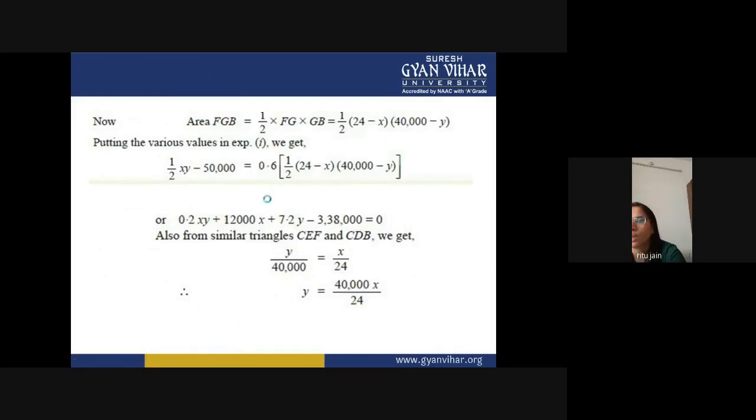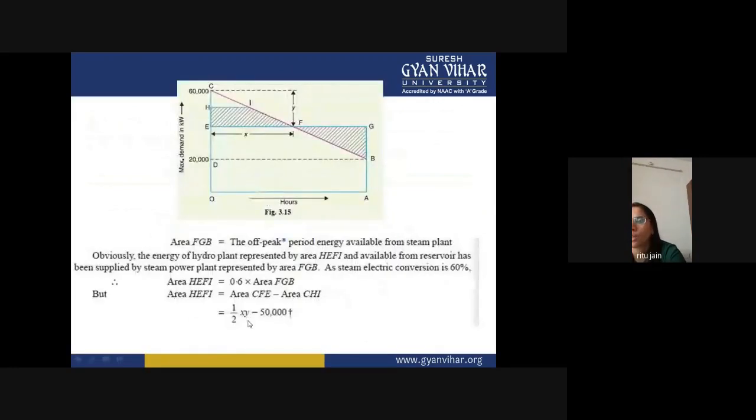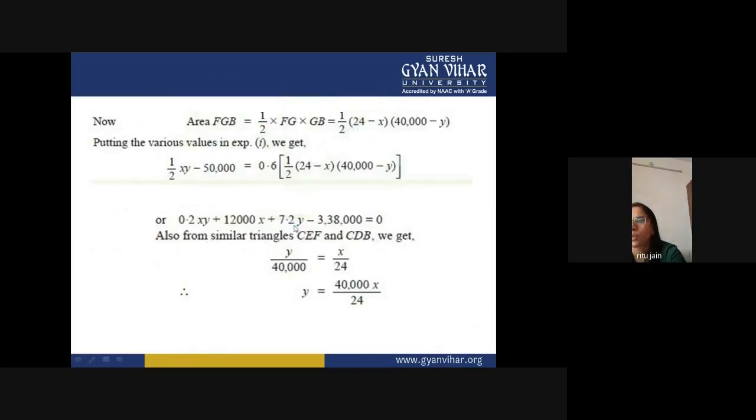So the area FGB is equal to the area HEFI. So 1 by 2 XY minus 50,000 is equal to 0.6 times 1 by 2, 24 minus X, 40,000 minus Y. And by solving this equation, you will get the value of X and Y.